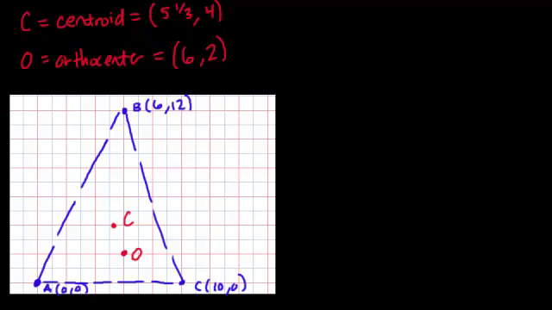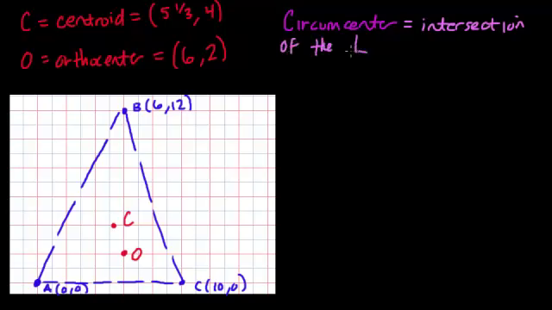Now the circumcenter, we'll work on in purple here. The circumcenter is next. What is the circumcenter? Well, the circumcenter is a pretty neat idea. The idea is it's the intersection of the perpendicular bisectors. So it's the intersection of the perpendicular, I'll use the perpendicular sign, bisectors. What does that mean? Well, again, bisectors cut lines in half.